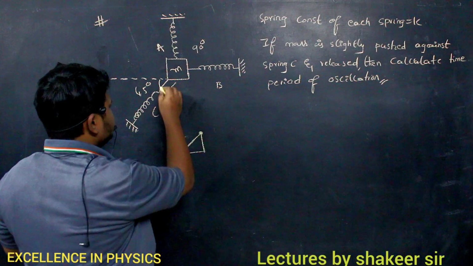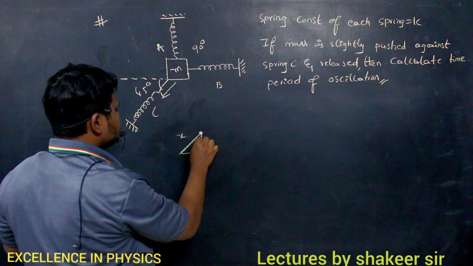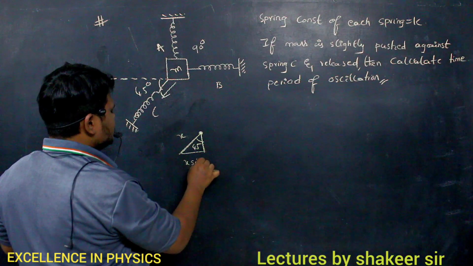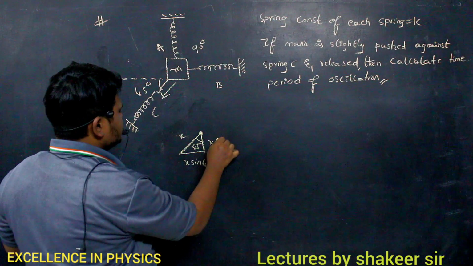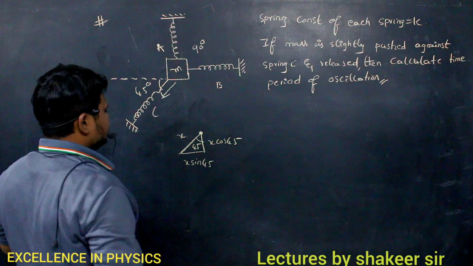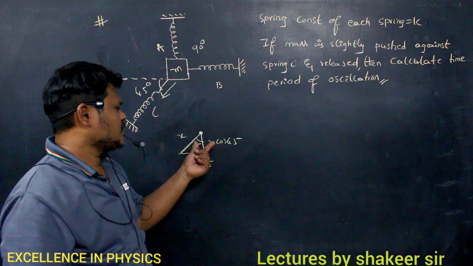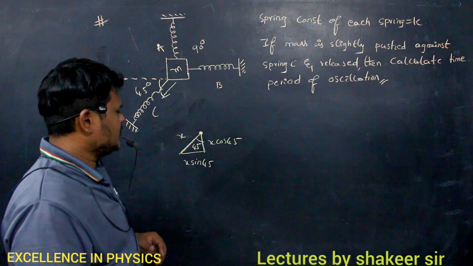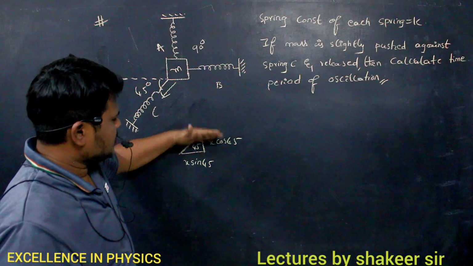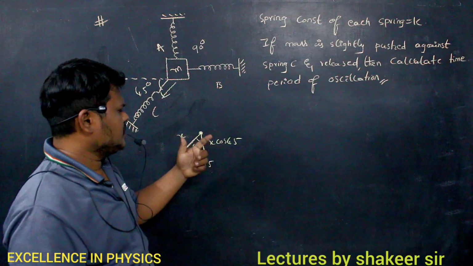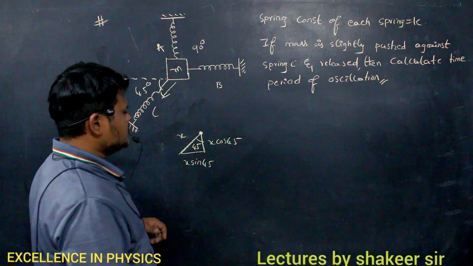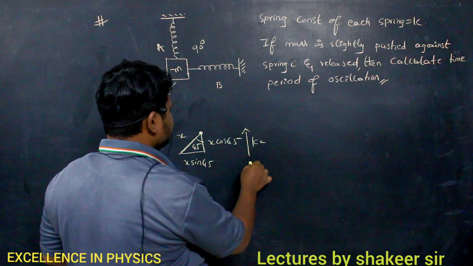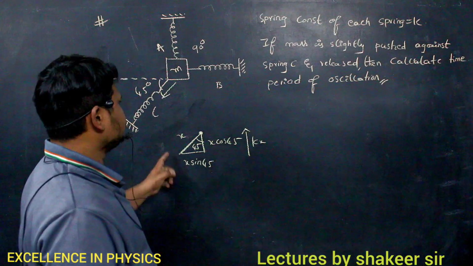then this angle is 45 degrees. If this is 45 degrees, then this angle also will be 45 degrees. So this will be x sin 45, and this will be x cos 45. Therefore, the elongation produced in spring A is x cos 45 downwards. Are you able to understand? If the elongation is in the downwards direction, what will be the direction of the restoring force? The restoring force will be exactly in the opposite direction. So this will be the direction of the restoring force acting on block A.